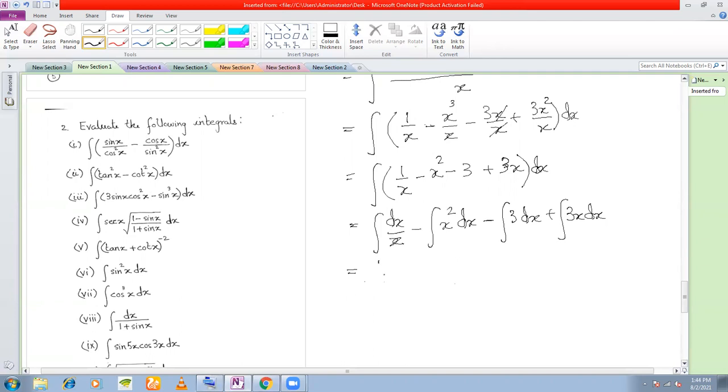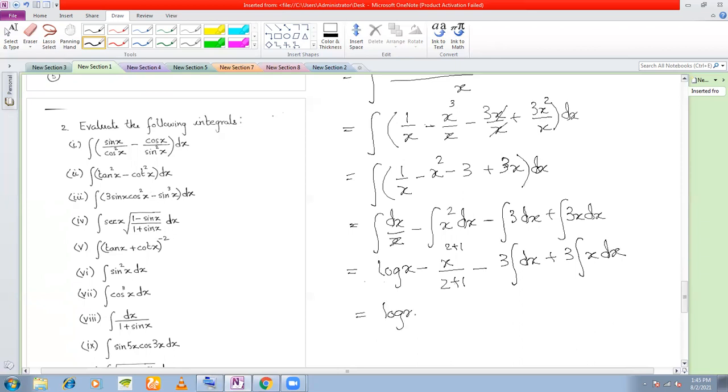Now you take the constants out. First, dx by x can be written as log x, minus integral x squared dx is x to the power of n plus 1 by n plus 1, minus. You can take 3 out of the integration to write this as integral dx. From here also you can take 3 out of the integration to write x dx.